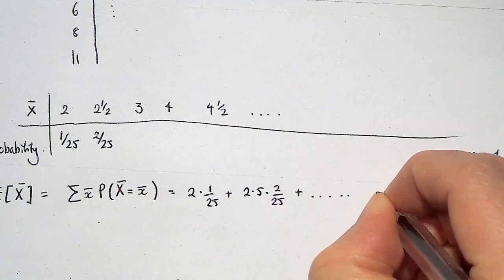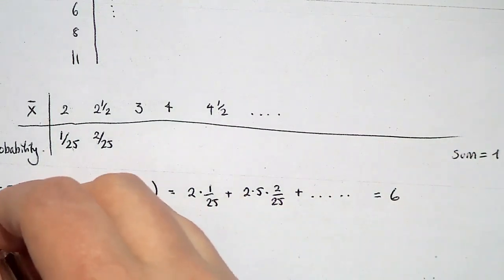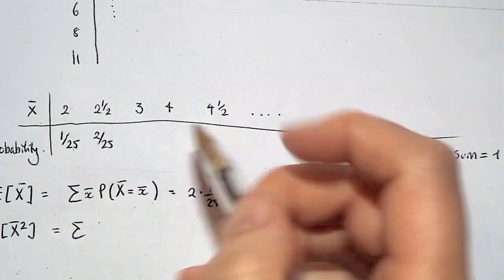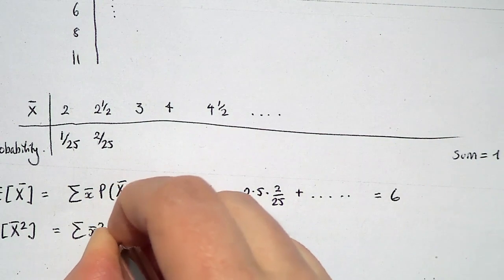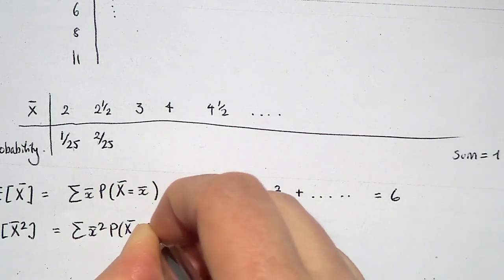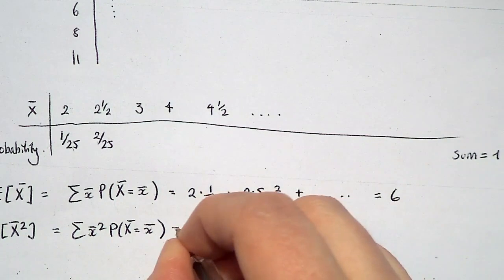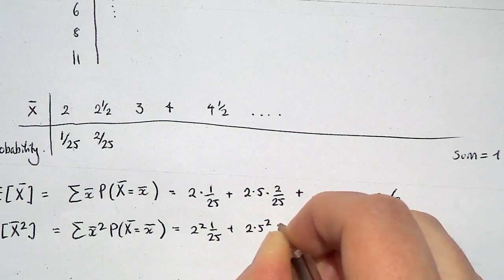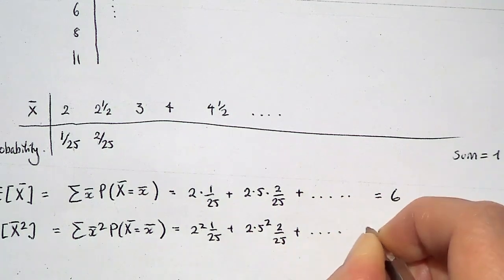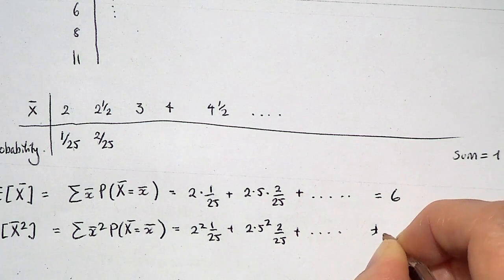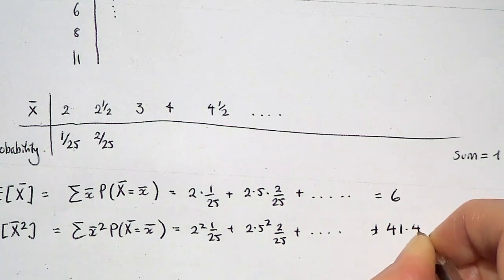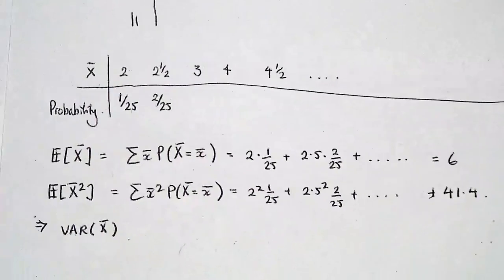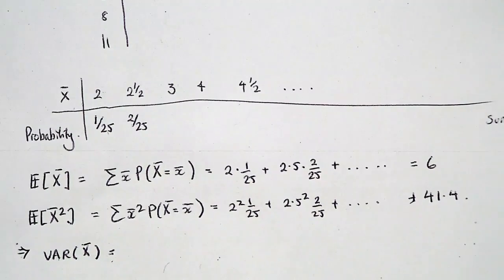And you should get yourself to 6. And then with calculating the second moment, you're going to be doing something very similar, but you've got to square each of these values. And you should get yourself to 41. And from that you should be able to calculate your variance of x bar. Okay, so I'm going to leave that final little bit of calculating to you.